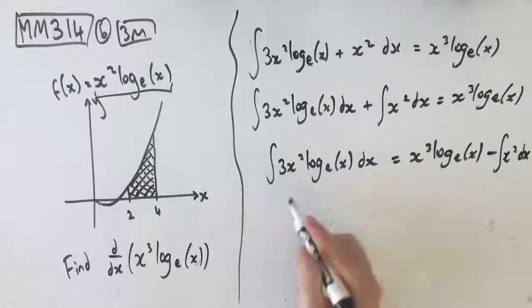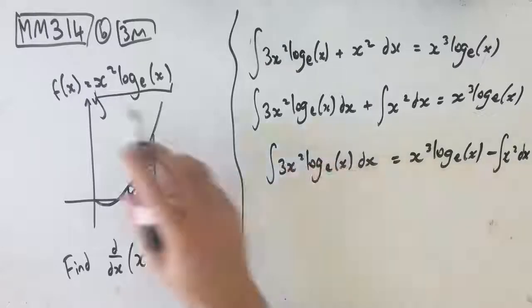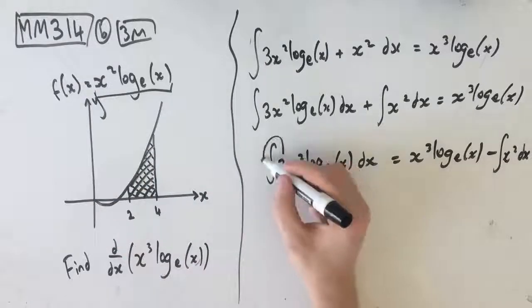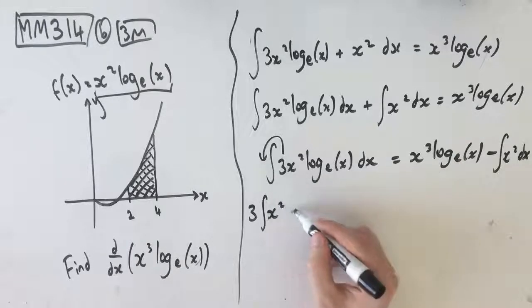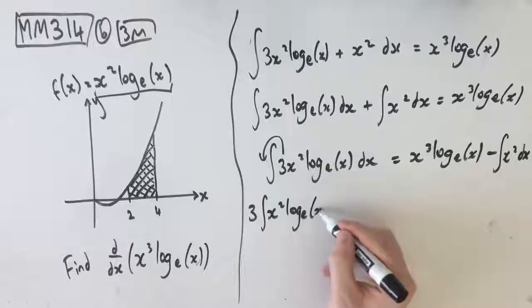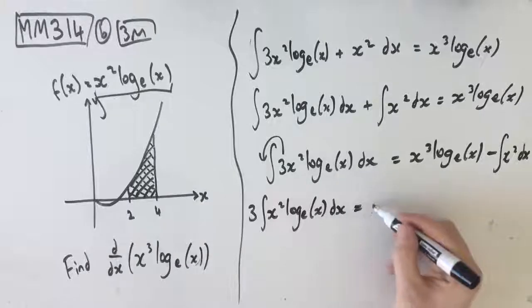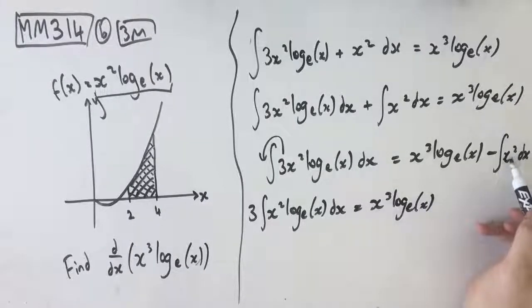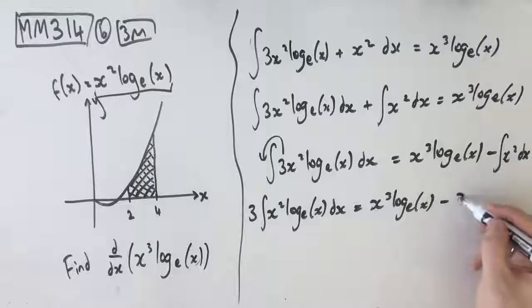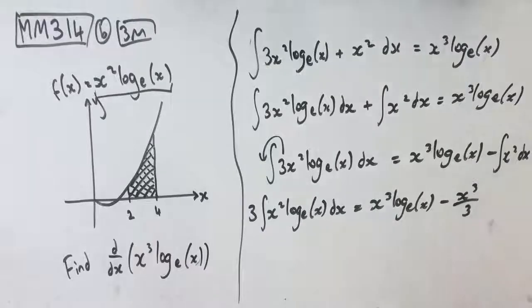Cool. Now, this 3 is a constant. We don't want it there because we don't have a 3 here. So what we're going to do is we're going to bring that constant out the front. So we end up with 3 times this integral of x squared log e of x dx equals x cubed log e of x. Now, the integral of x squared is x cubed over 3, right? So add 1 to the power, divide it. So we get take away x cubed over 3. Now, our only problem here is that we have this 3 here, which we don't want, okay?